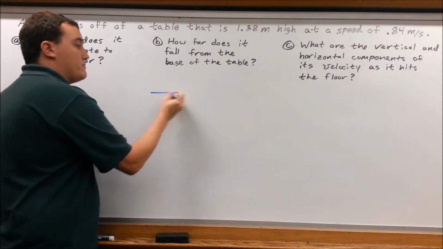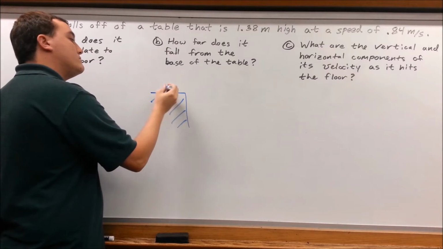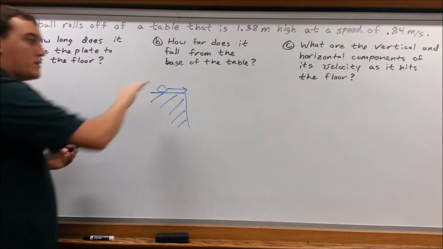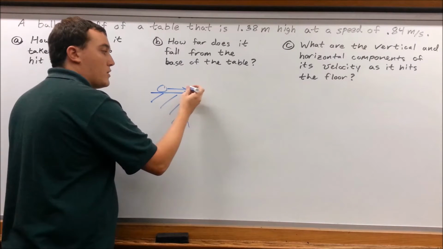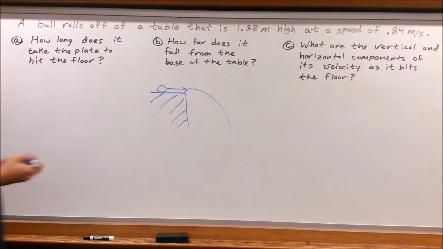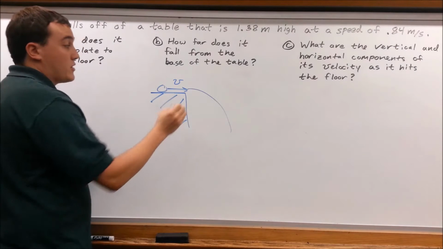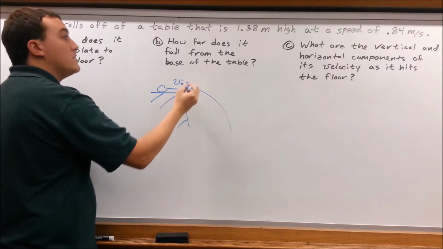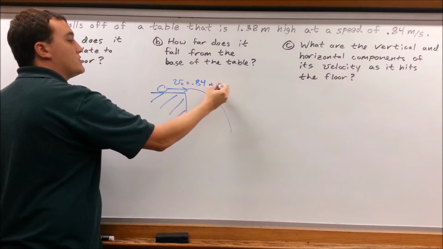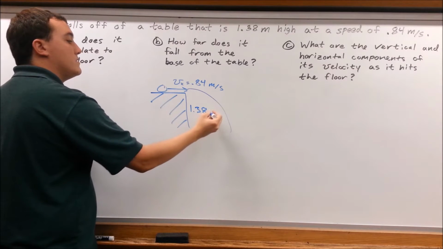So consider a table and a ball moving so fast rolls off the edge of the table. Now once it goes off the edge, it's going to fall in a parabolic shape and then hit the ground. Okay? So our initial velocity, solely in the x direction, Vx, is 0.84 meters per second. And the height of the table is 1.38 meters high.